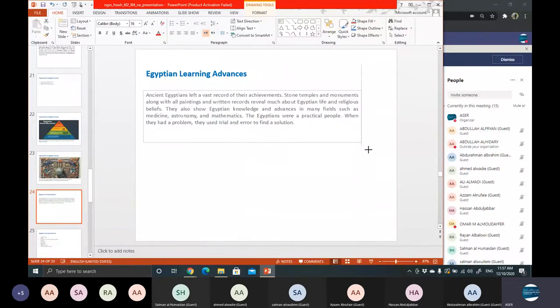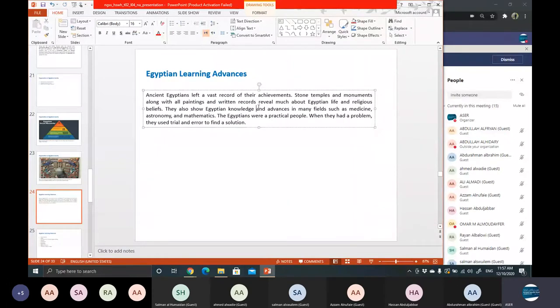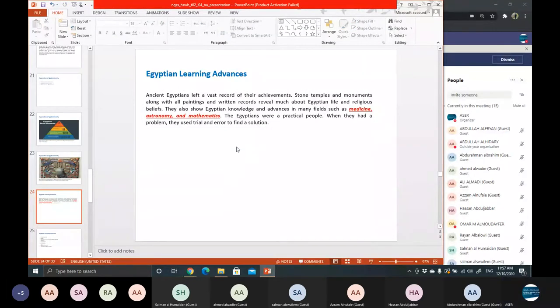Ancient Egyptians left a vast record of their achievements: stone temples and monuments, along with paintings and writing records on papyrus. All of them reveal much about ancient Egyptian life and religious beliefs. They also show Egyptian knowledge and advances in many fields, such as medicine, astronomy, mathematics, etc. All of these fields were a main concern for the ancient Egyptian people.